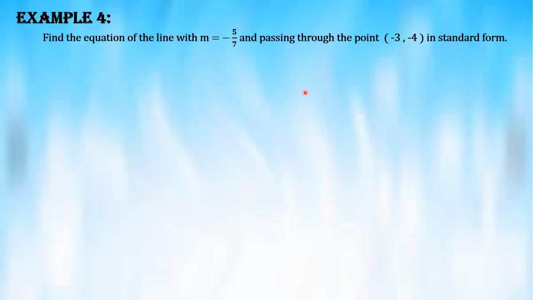Next, example number 4. Find the equation of the line with m equal to negative 5/7 and passing through the point negative 3 and negative 4 in standard form. So, again, given natin, ang point na binigay is negative 3 and negative 4. Ang slope, okay, x sub 1 is negative 3, then y sub 1 is negative 4. Then, ang slope natin is simply negative 5/7.